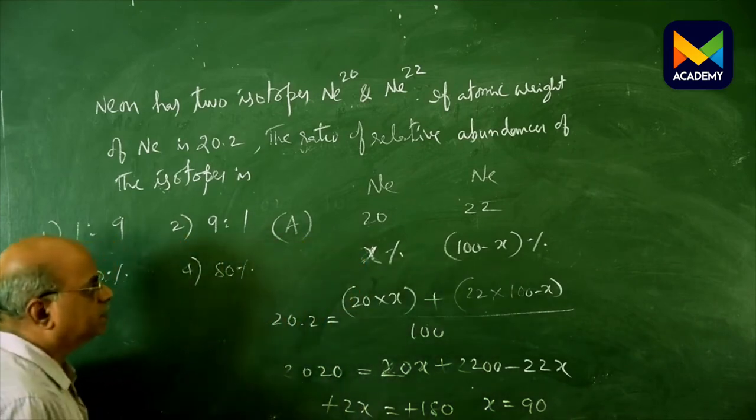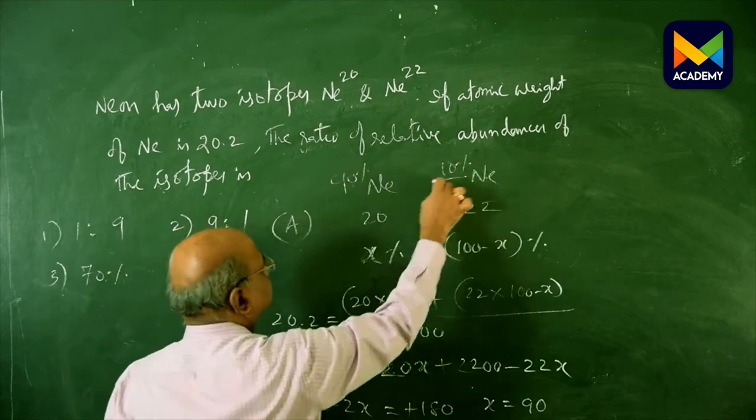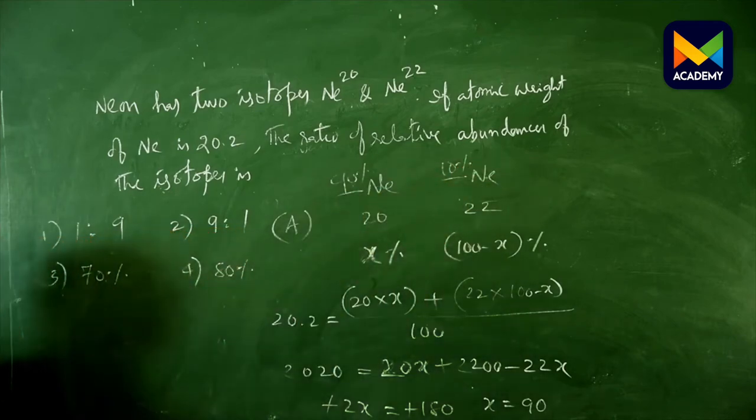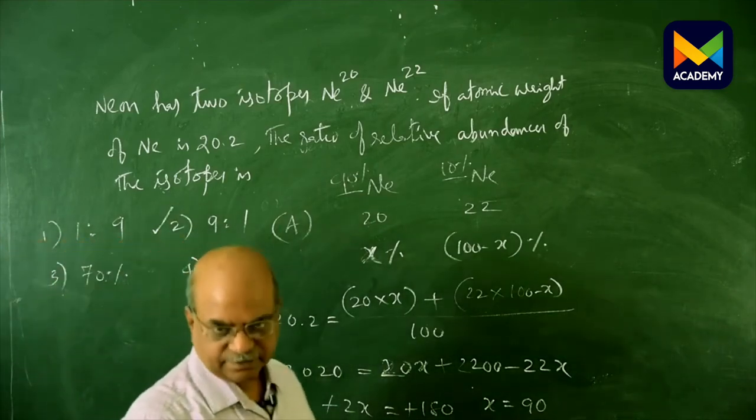So 90% of the first isotope means 10% of the second isotope, as 100 minus 90. Therefore a 9:1 ratio should be the right answer there. So 9:1 is the answer there.